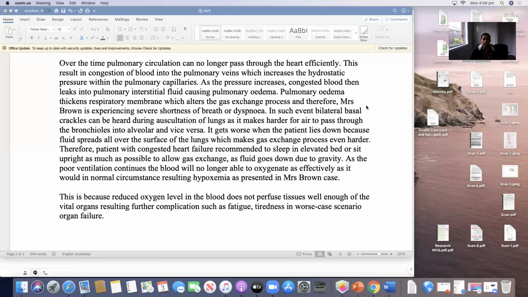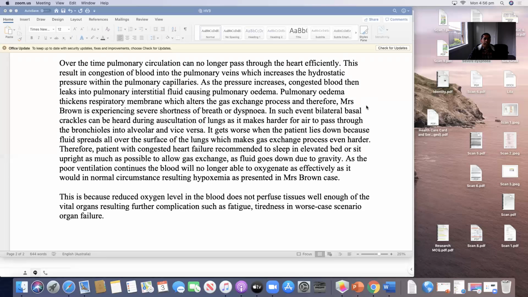In such an event, bilateral basal crackles can be heard during auscultation of the lungs, as it makes it harder for air to pass through the bronchioles into the alveoli and vice versa. It gets worse when the patient lies down because fluids spread all over the surface of the lung, which makes the gas exchange process even harder. Therefore, patients with congestive heart failure are recommended to sleep in an elevated bed or sit upright as much as possible to allow gas exchange as fluid goes down due to gravity.